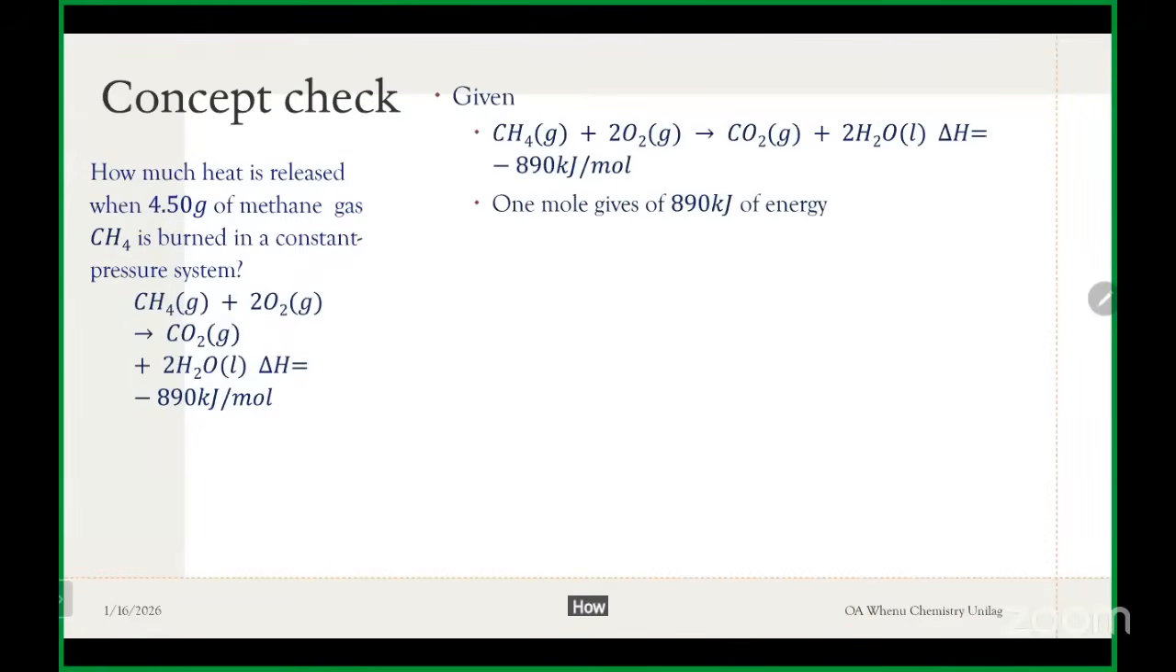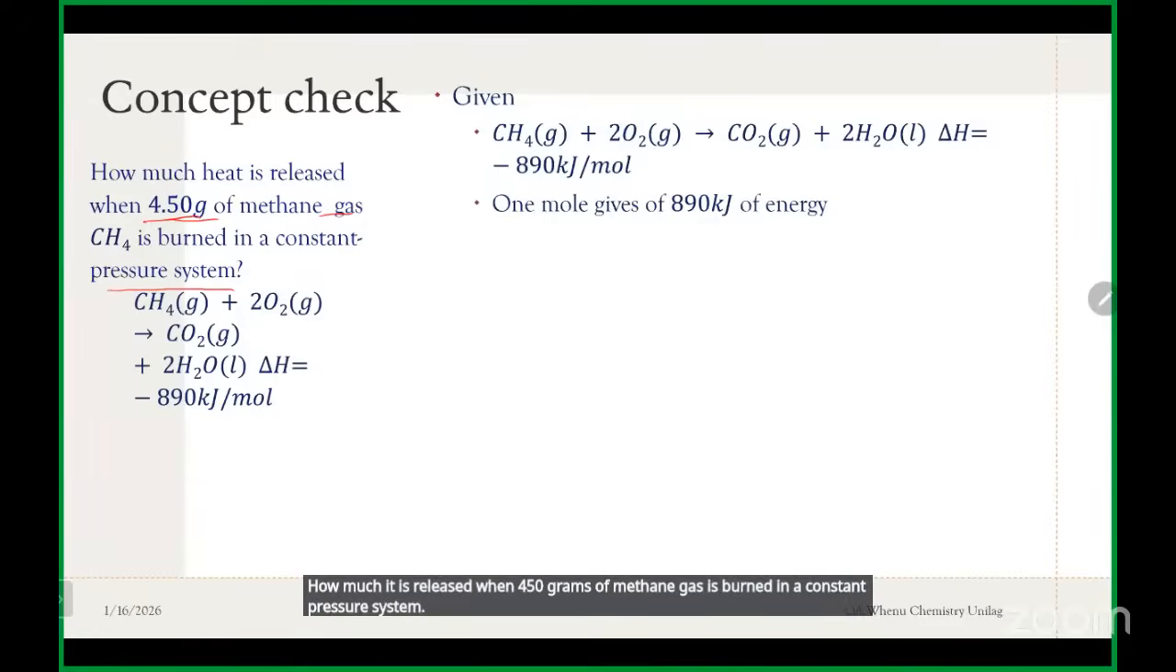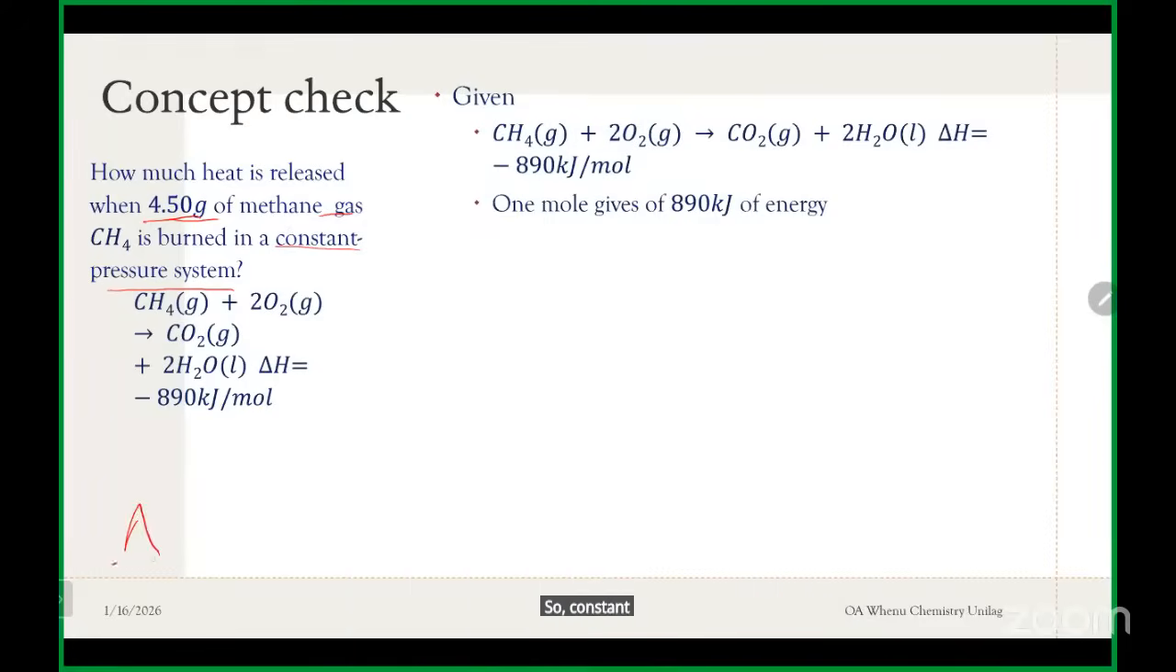How much heat is released when 450 grams of methane gas is burned in a constant pressure system? So constant pressure means we are looking at delta H. I said I was coming back to a question: what's the difference between Q and H? Q is energy transferred. H is the energy content of the reaction and of the system.